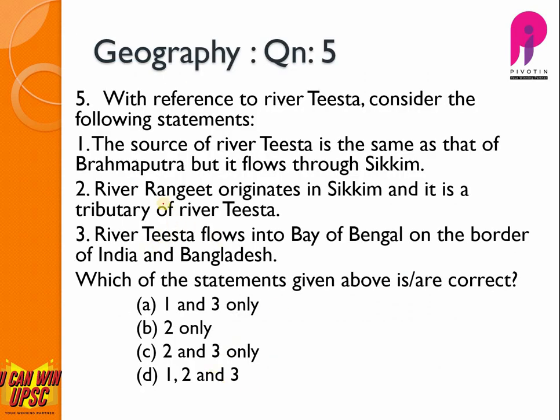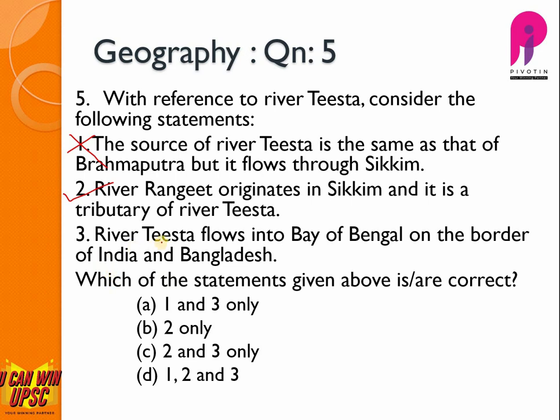Question number 5. With reference to river Teesta, consider the following statements. The source of river Teesta is the same as that of Brahmaputra, but it flows through Sikkim. No, this is wrong. The sources are different. River Rangit originates in Sikkim, and it is a tributary of river Teesta. Yes, this is correct. River Teesta flows into Bay of Bengal on the border of India and Bangladesh.